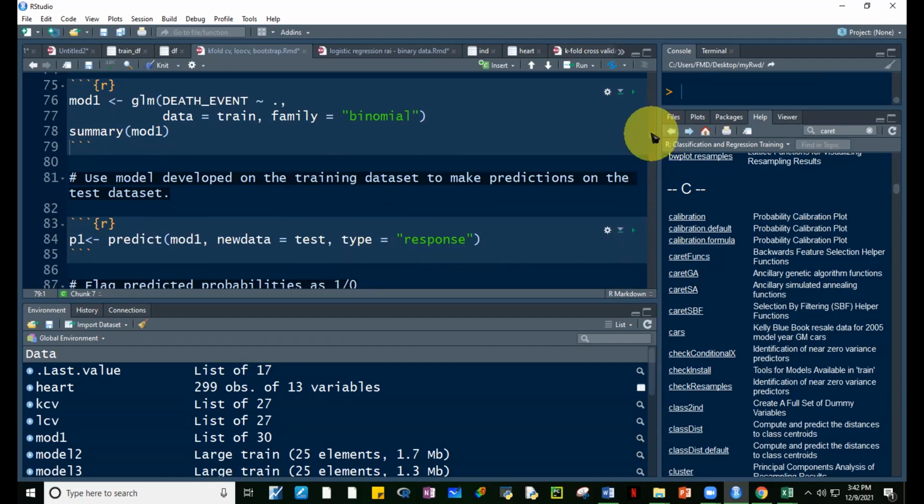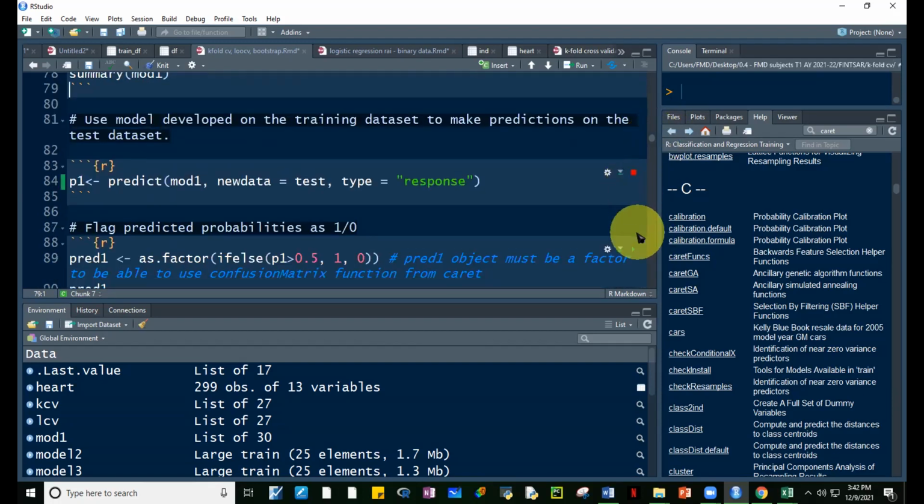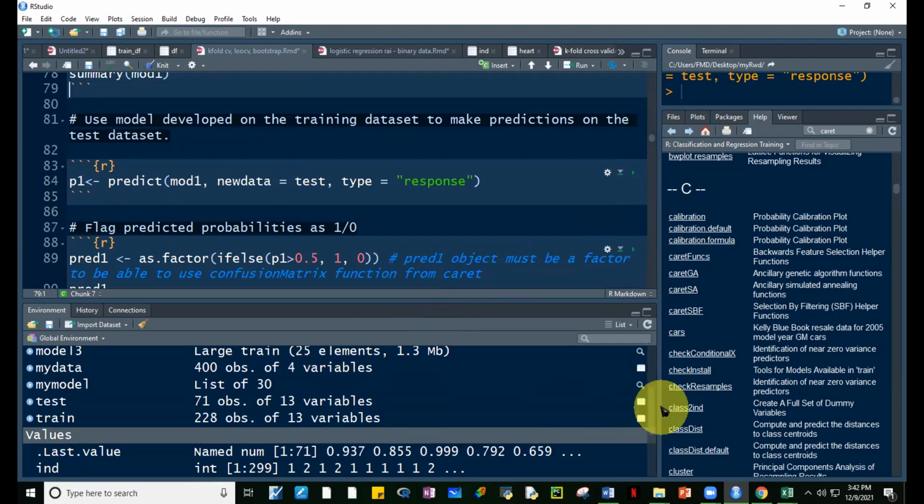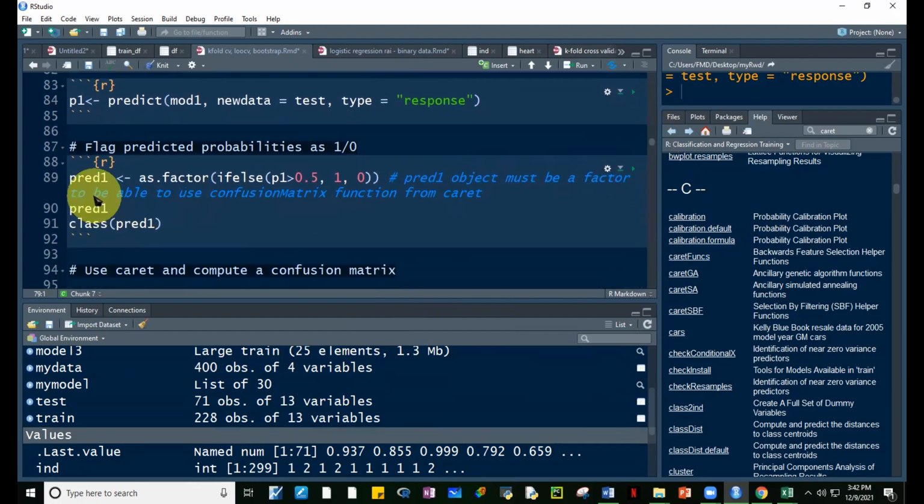Okay, so we now have P1. Okay, this is now the vector of your responses. Ito na yung mga probabilities, but we're going to convert these probabilities into 1 if greater than 0.5, otherwise gagawin 0. Now take note that I'm inserting as factor here, unlike yung kanina, no? Hindi ako naglagay ng as factor.